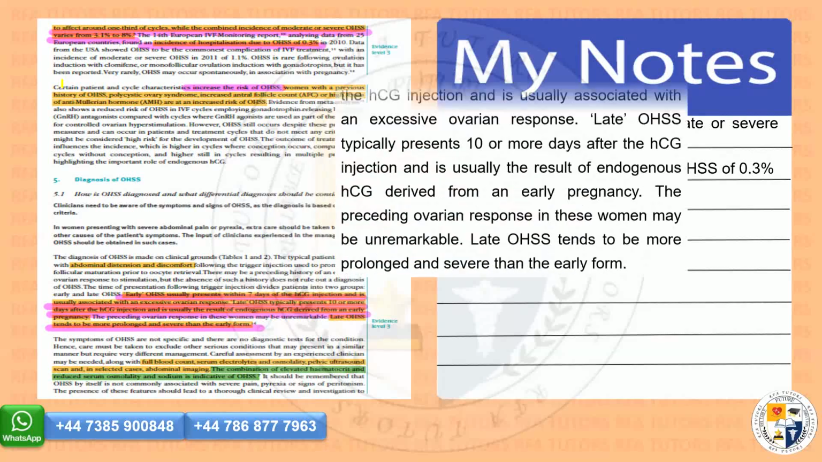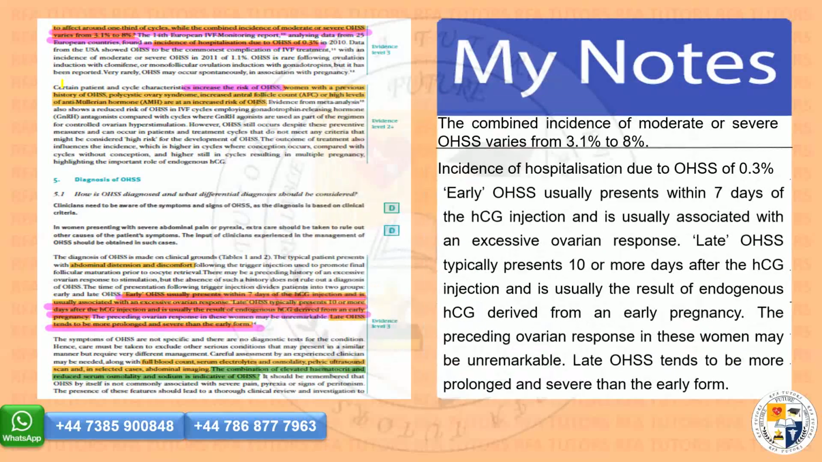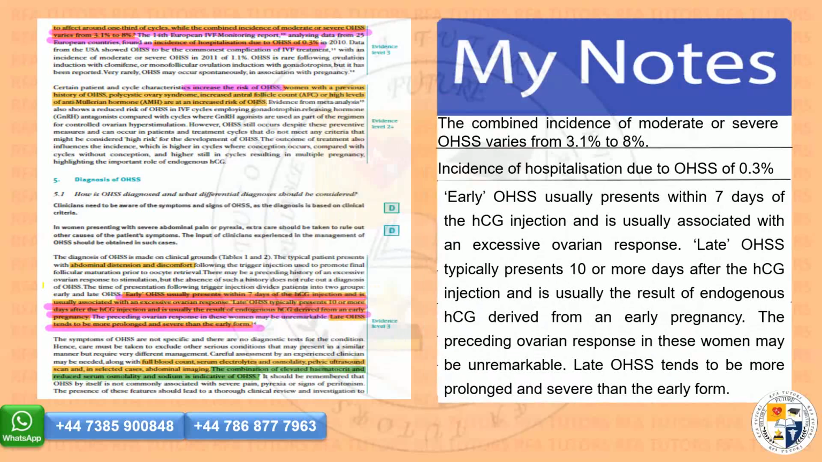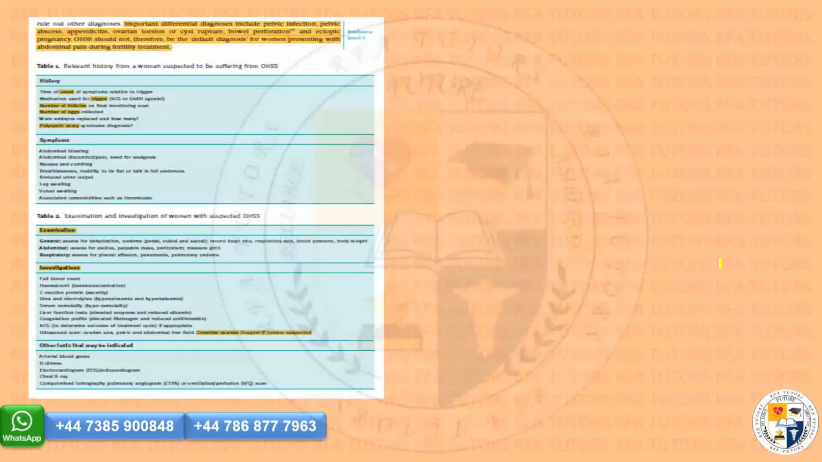Now I'm taking all these points. For example, it's written somewhere here in the diagnosis that early OHSS usually presents within 7 days. Now I don't know if it's important or not, but I find that I should be knowing about this: early OHSS usually presents within 7 days of HCG injection, and late OHSS presents 10 days or more after the HCG injection. Okay, so 7 days and 10 days seem to be important, right? This criteria I should be knowing about.